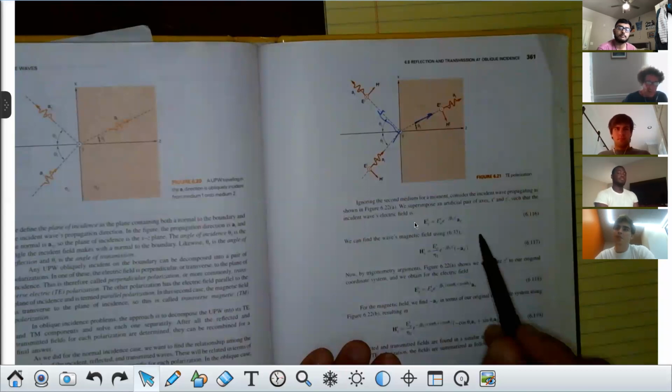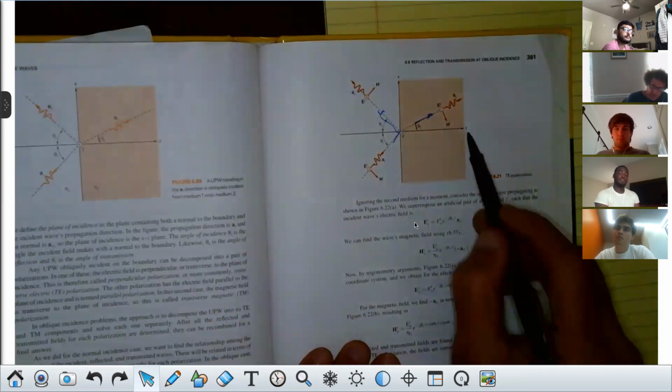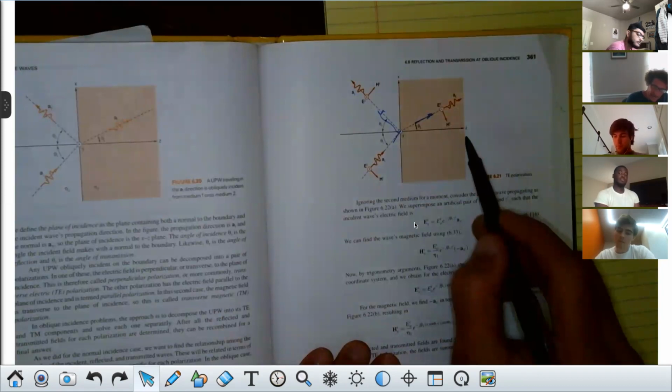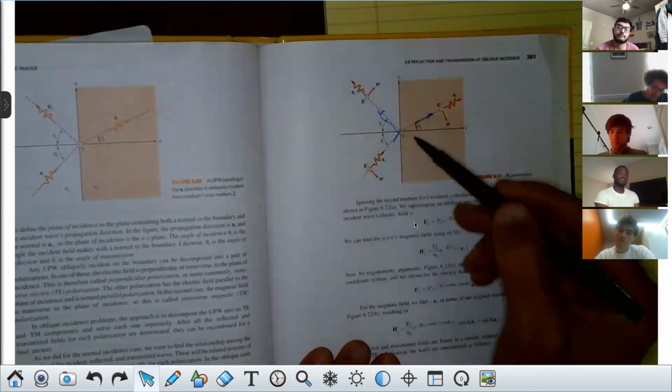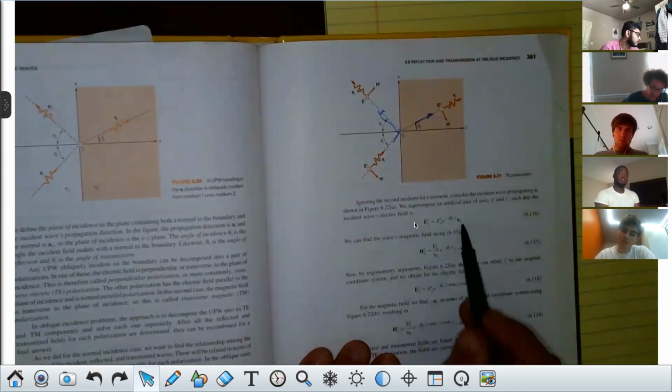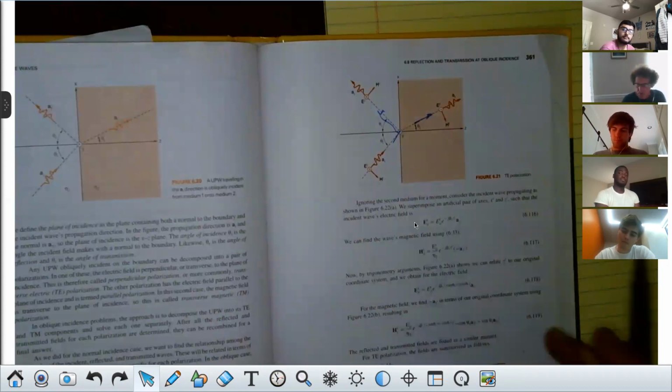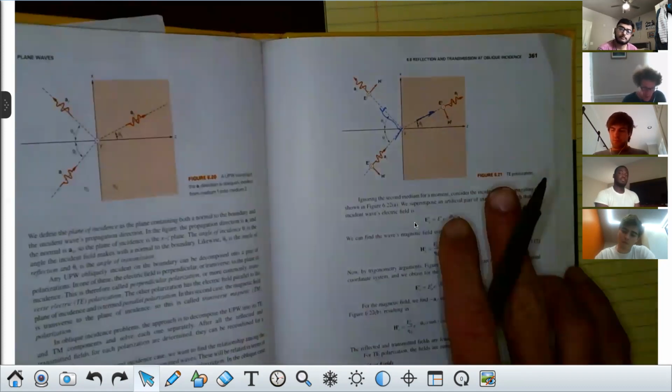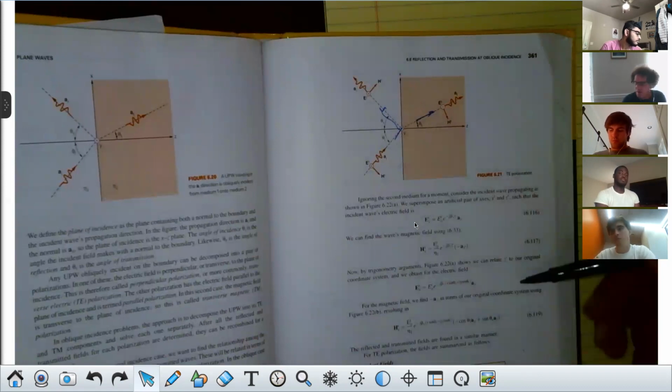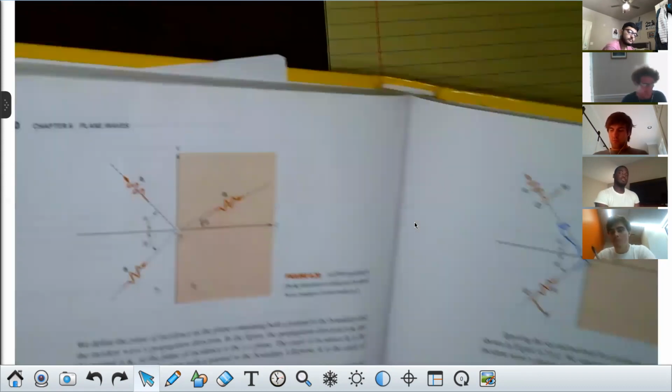Now, I'm going to write this down, but I have to make one note here. This is the z-axis. Can everybody see that? And this is the x-axis up. Y is out. That means the E field is polarized in the Y direction. If you look in your book, you're going to see I'm following this more or less, but I'm going to show you how this stuff works.